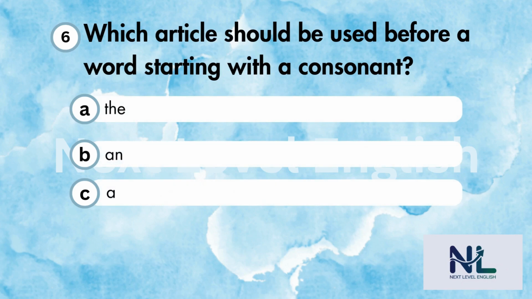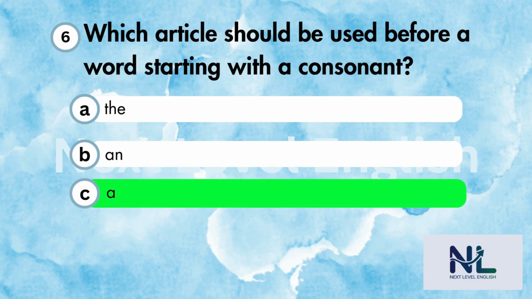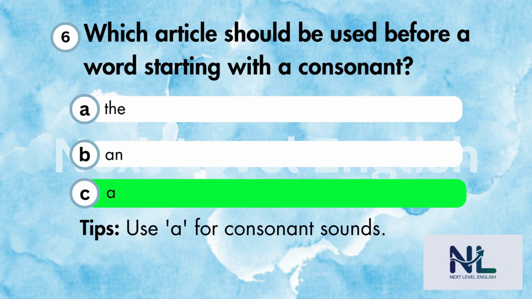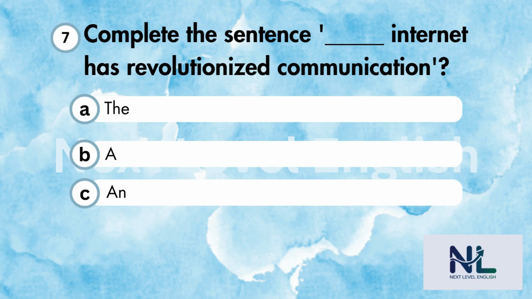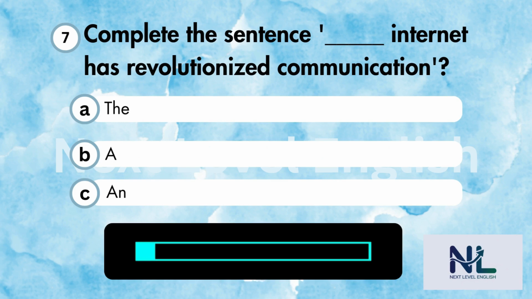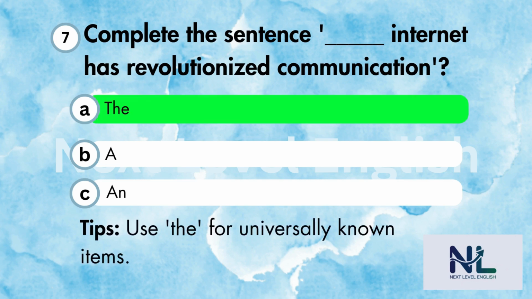6. Which article should be used before a word starting with a consonant? A. Tips: use "a" for consonant sounds. 7. Complete the sentence: The Internet has revolutionized communication. The. Tips: use "the" for universally known items.